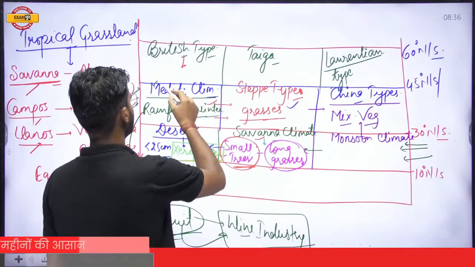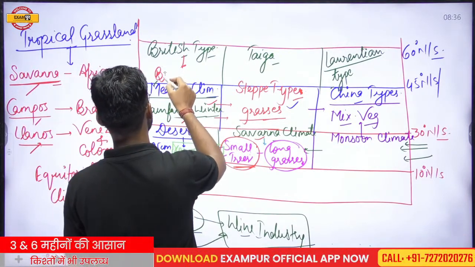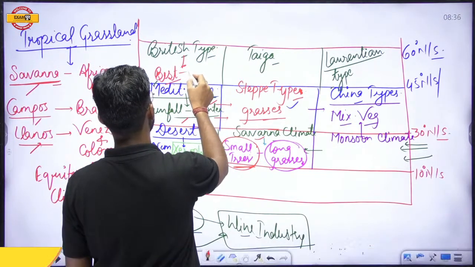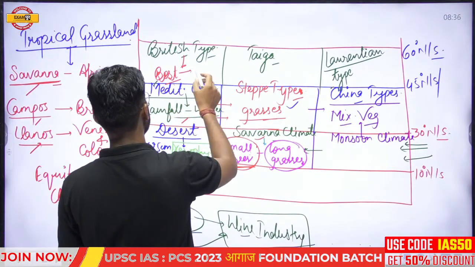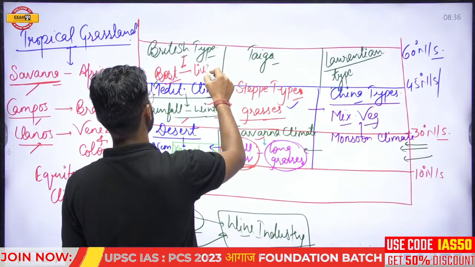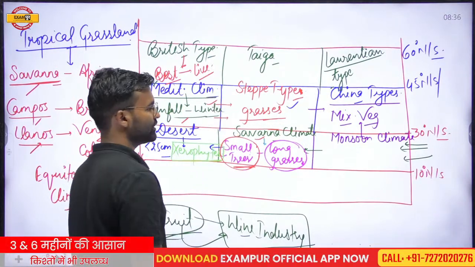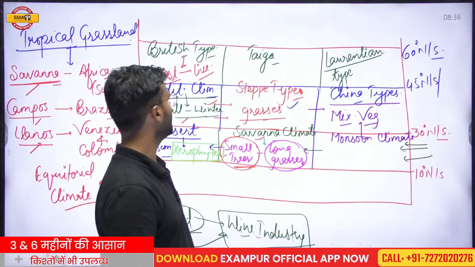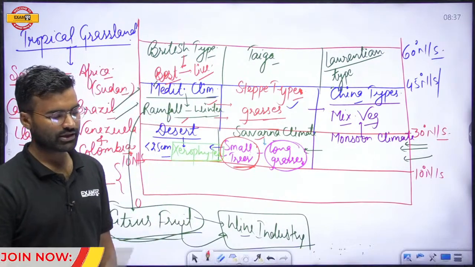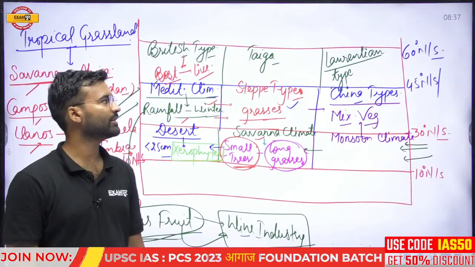Laurentian type and British type. British type is the climatic zone which is best for human living. If there is any best climatic zone for human living conditions, that is the British type climatic zone. This British type climatic zone is considered the best.